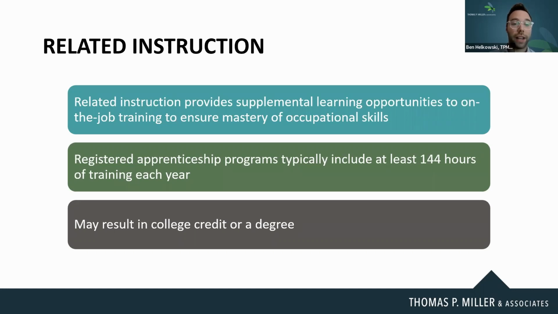Related instruction provides supplemental learning opportunities to on-the-job training to ensure mastery of occupational skills. Registered apprenticeship programs typically include at least 144 hours of training each year, and related instruction may result in college credit or a degree.